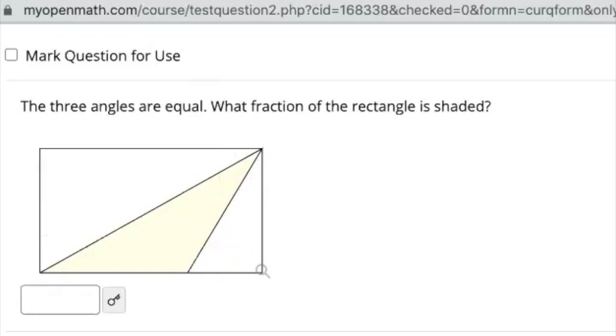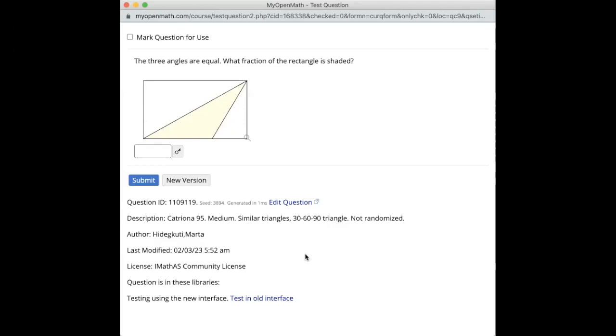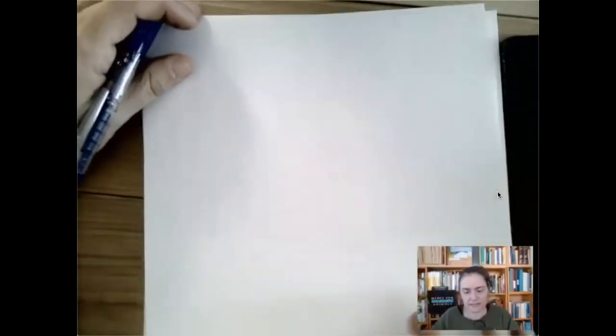So here we have another geometry problem. The three angles are equal. I think they mean these three angles. What fraction of the rectangle is shaded? So let's see if we can come up with a decent picture.